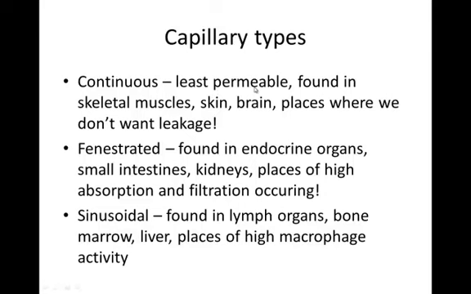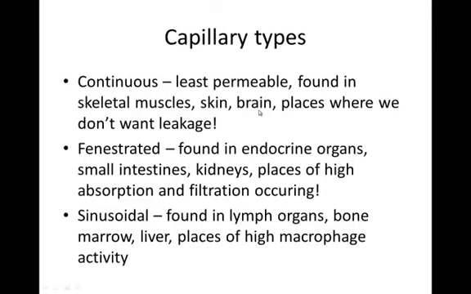Now, all of our capillaries are pretty leaky, but the continuous ones are the least leaky. They're found in your skeletal muscles, your skin, and in your brain. The ones in the brain are definitely the least leaky continuous capillaries because of our blood-brain barrier. And we went over that a long, long time ago.